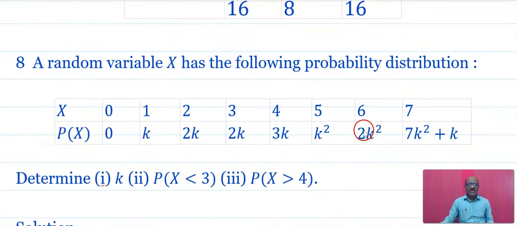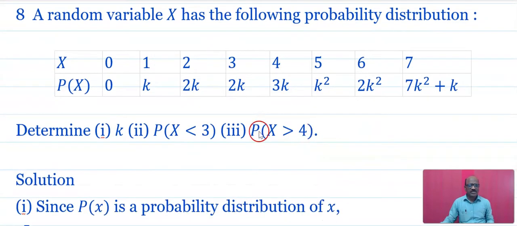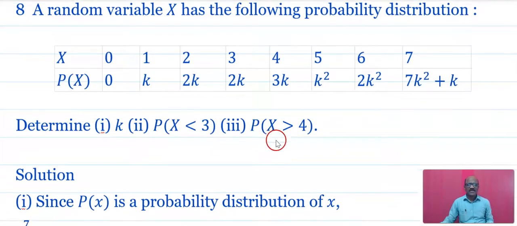Next problem. A random variable capital X has the following probability distribution. The values of random variable X are 0, 1, 2, 3 up to 7, and their respective probabilities. Determine K. Second, probability of capital X less than 3 and probability of capital X greater than 4.